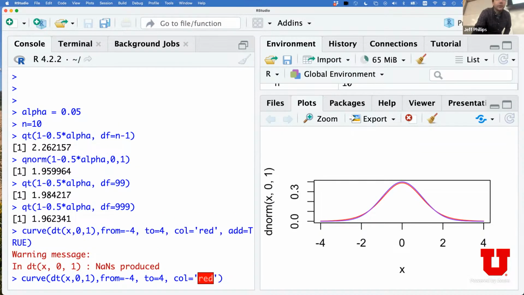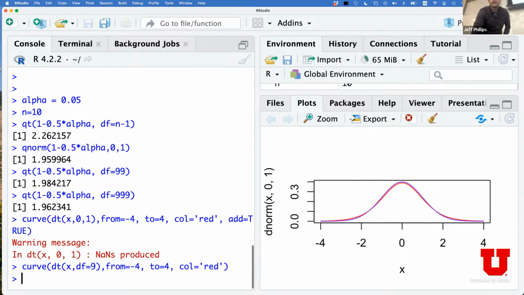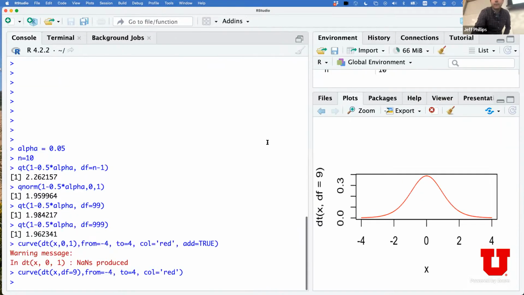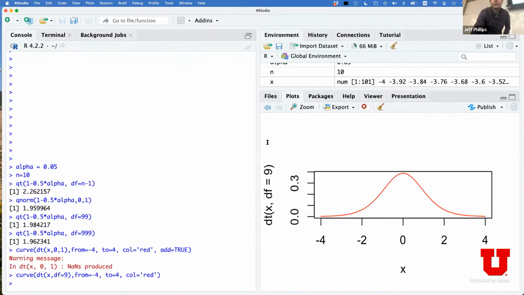Let's see. So if I do this, what did I do wrong? The T distribution needs degrees of freedom. Let's say 9 again. Okay. And I applied this in red. This plot, I think if I zoom out, the plot will look better.